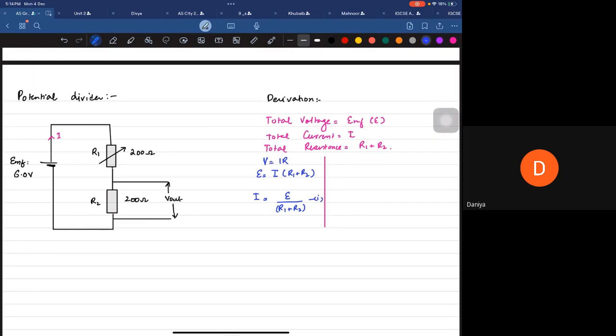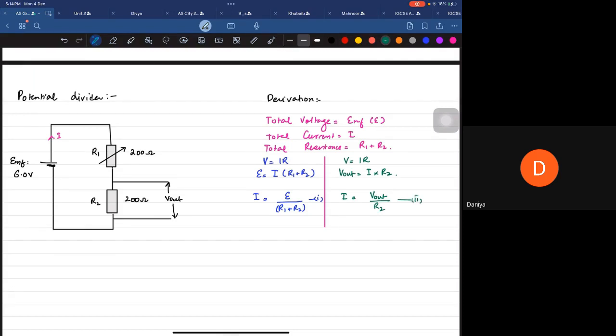Then, on the other side, use V is equal to IR. The V out voltage will be equal to the current that's passing through R2 only. We're going to make I the subject of the equation, and I will be equal to V out over R2. So this is the second equation that we need.